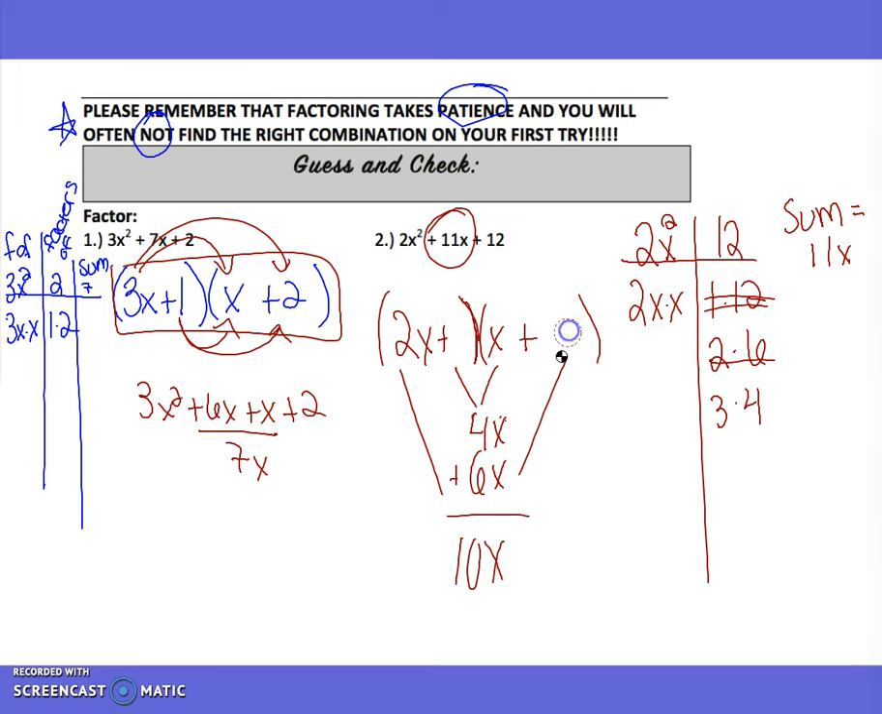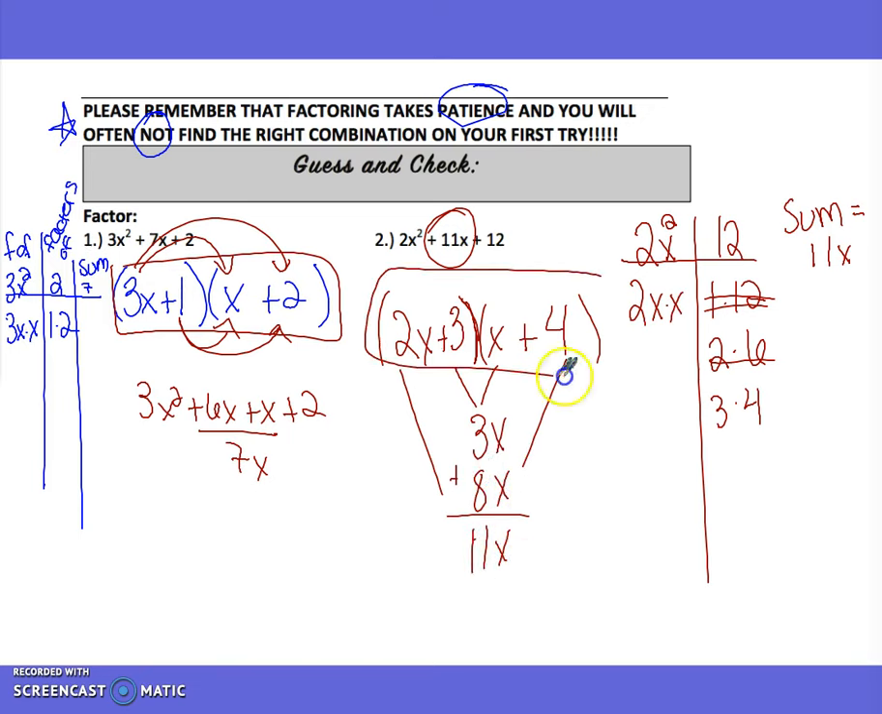So before I eliminate them, just switch the spots. Try the 3 here and the 4 here. 3 times x is 3x. 2x times 4 is 8x. Add them together and you get 11x. You know you're good. You already did your first and your last part of your distribution. You just needed your other 2 portions.